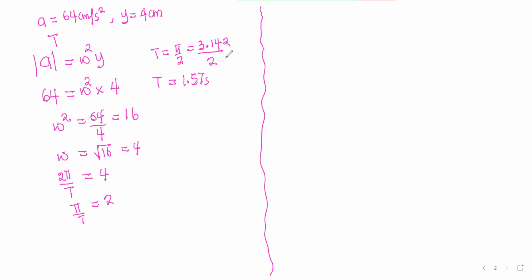A body executes SHM. Glenn, I cannot blend your background noise. Glenn, a body executes SHM with an amplitude A. The amplitude is A, capital A.